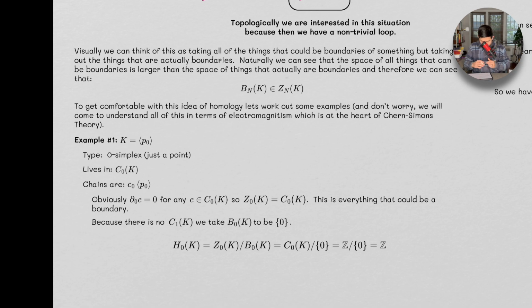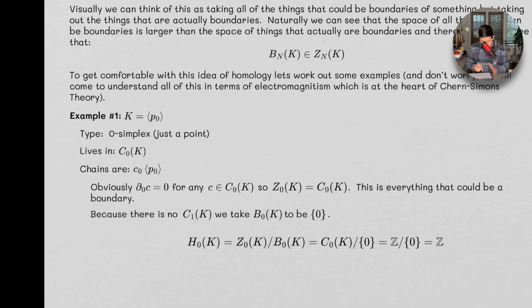So let's do an example. Our first example is this just P0. This is just a point. This is a zero simplex. Just a point again. It lives in C0K. Right. So our complex, if you will, our simplex is named K. It's just a point. Its chains, right? So the chains again, these are the coefficients on each point, because we want to treat these as a vector space. We talked about treating simplices as vector spaces.